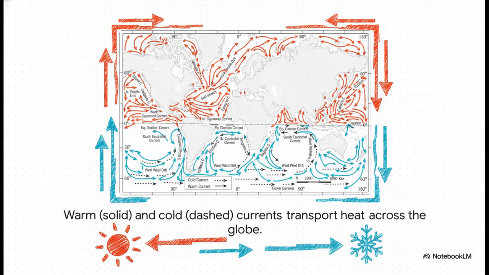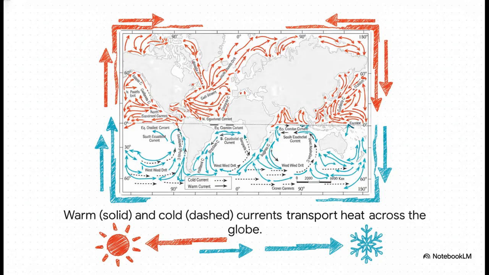Just look at this map. The solid red arrows are the warm currents, and the dashed blue arrows are the cold currents. Together, you know what they do? They act like a giant global AC for our planet. They take warm water from the hot equator up towards the chilly poles and bring cold water from the poles back down to the equator. It's this beautiful circulation that keeps our Earth's temperature balanced.